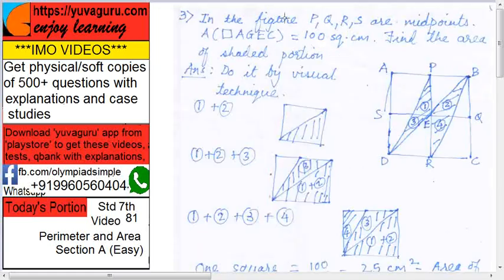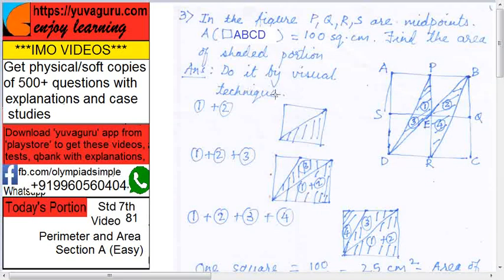In the given figure, P, Q, R, S are the midpoints of all the given sides. Now area of ABCD equals 100 square centimeters. Find the area of the shaded portion. Okay, do it by visual technique.